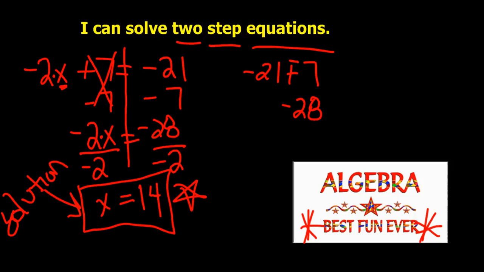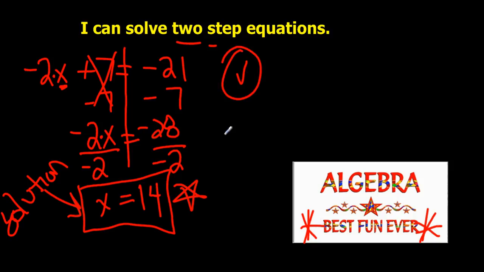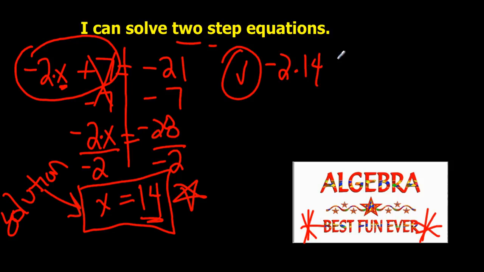Yay, super smart. Okay, and now, because the beauty of algebra is we should always be able to check and make sure that we have it right, I'm going to take my original equation up here and see if it checks out by filling 14 in for the x. So I get negative 2 times 14 plus 7, and I want to know, is that equal to negative 21?